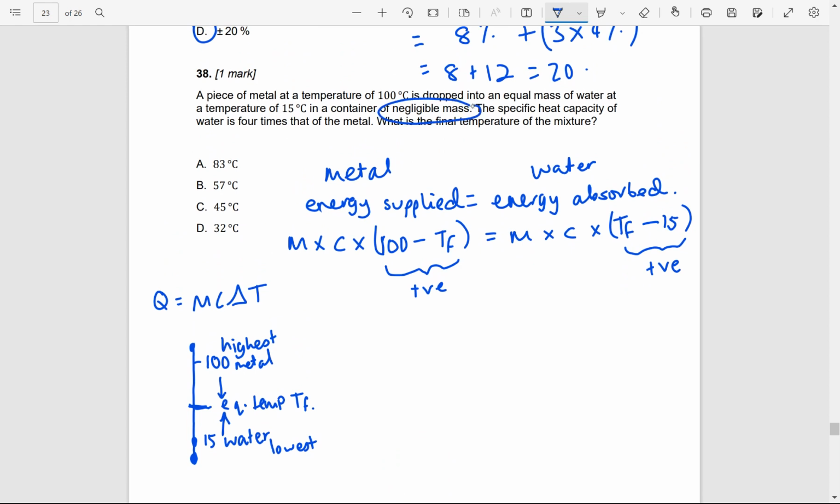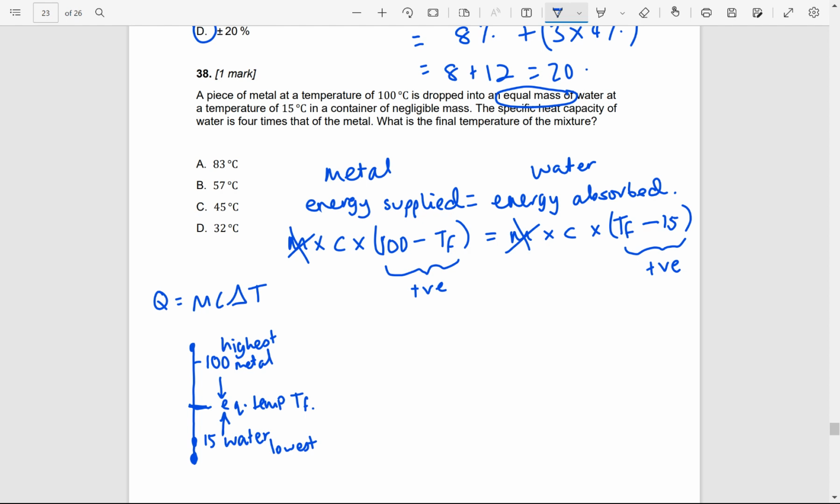They've also said, which I just saw, negligible mass, ignore that, equal mass. So we can cancel these. All right, we can cancel these. We'll do that in a second.